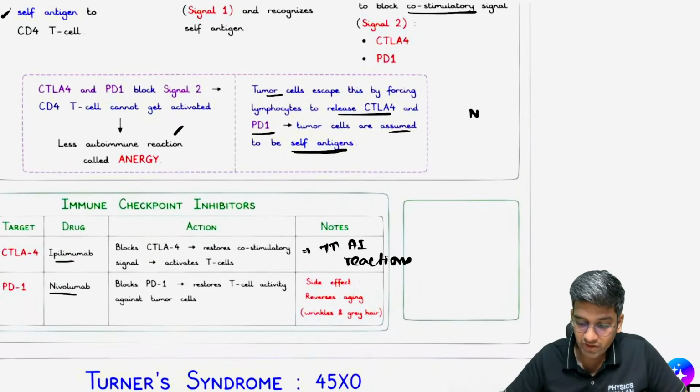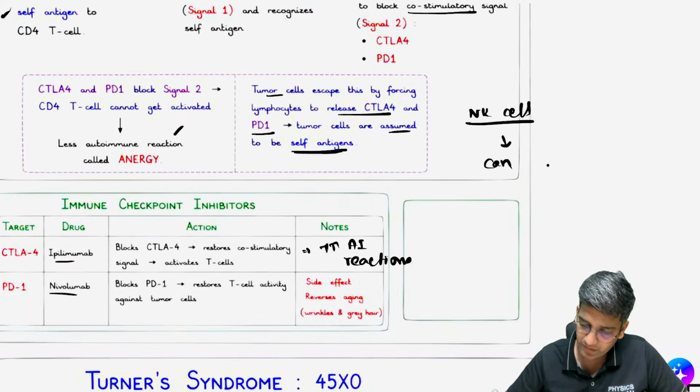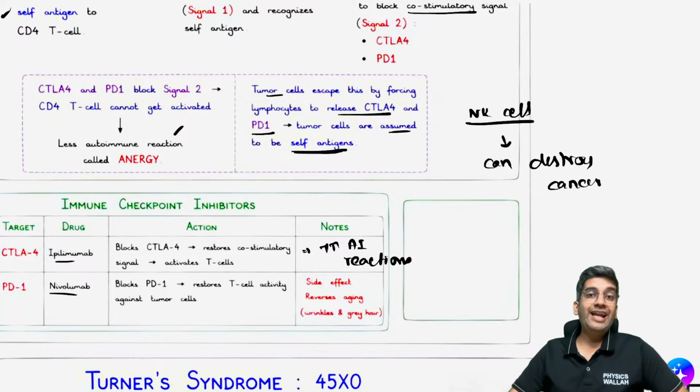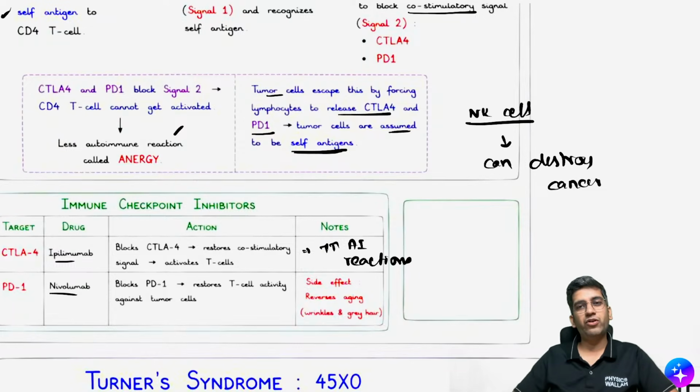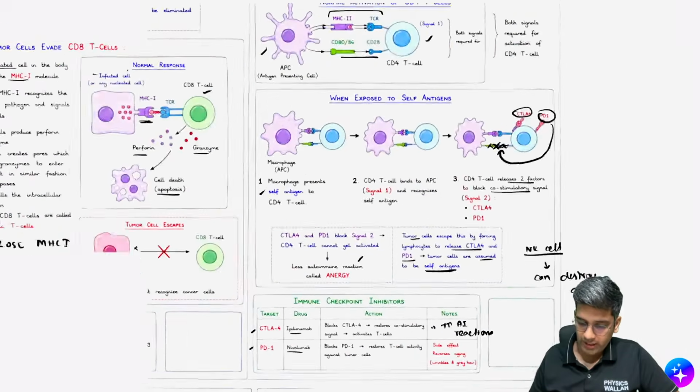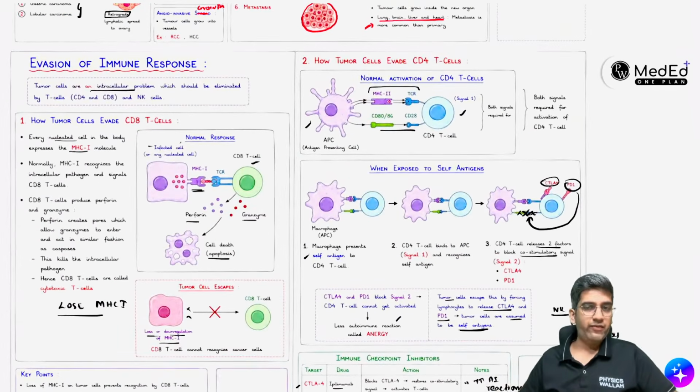The only thing which will still work is NK cells. NK cells can still destroy tumor cells. The only reason cancer is not touched by them is that NK cells are an innate immune response, not so powerful in destroying the tumor cells. Fine. Okay. That's about your immune checkpoint inhibitors and evasion of immune response.